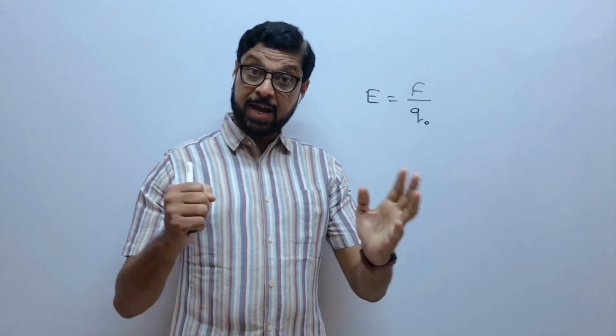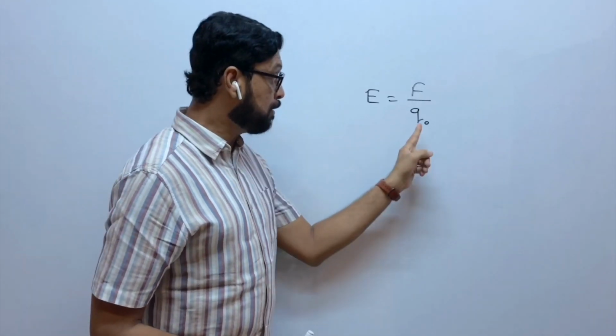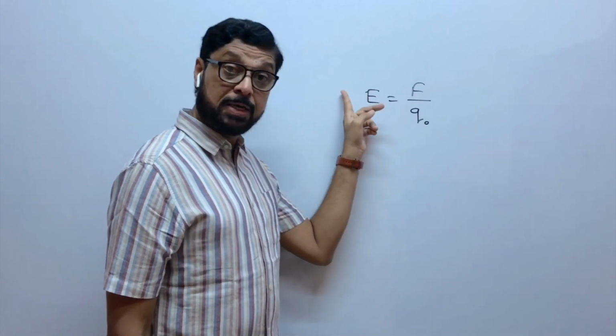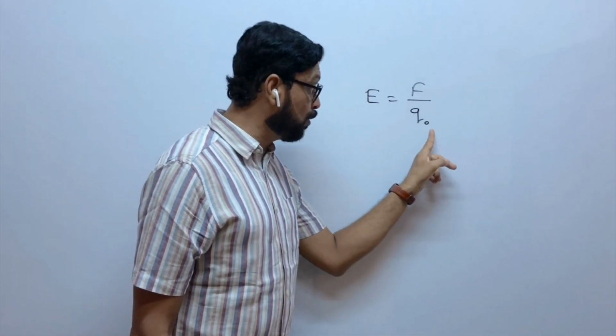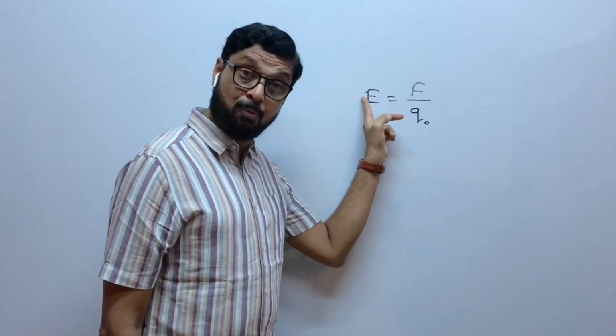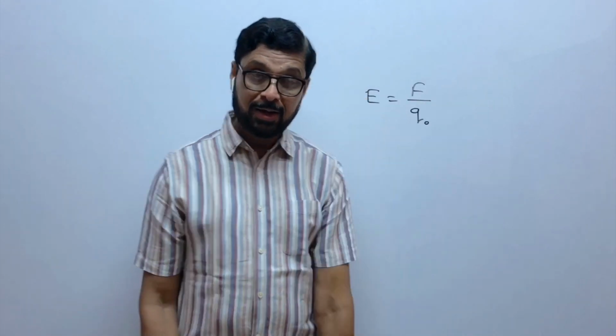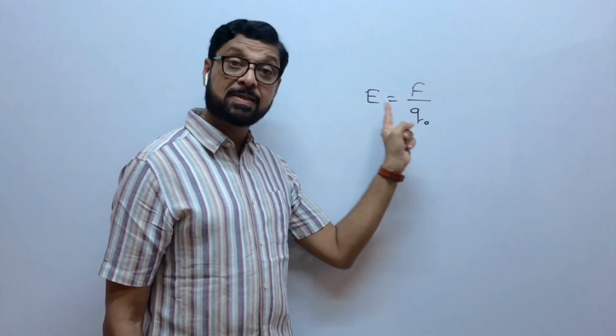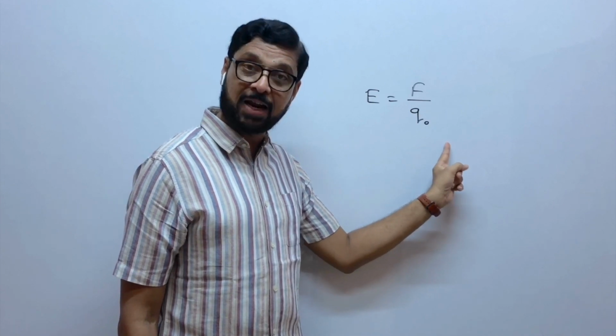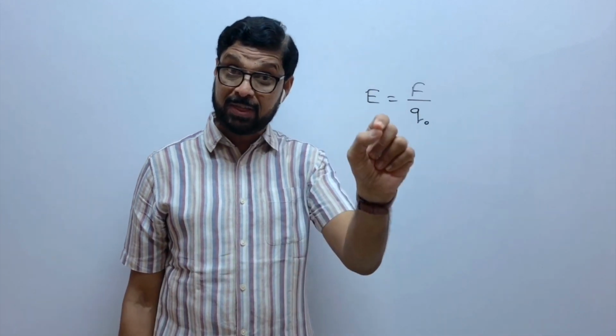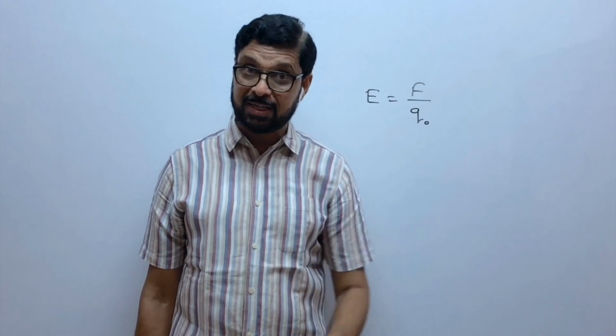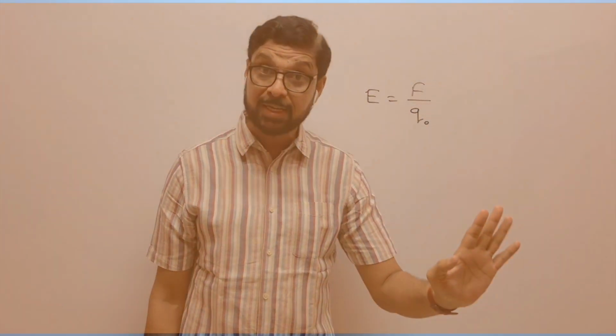So we may tend to think that if Q0 is more, E will be less. If Q0 is less, E will be more. That is wrong. Intensity has nothing to do with the test charge. Test charge is kept there to test the intensity. It has nothing to do with the electric field.